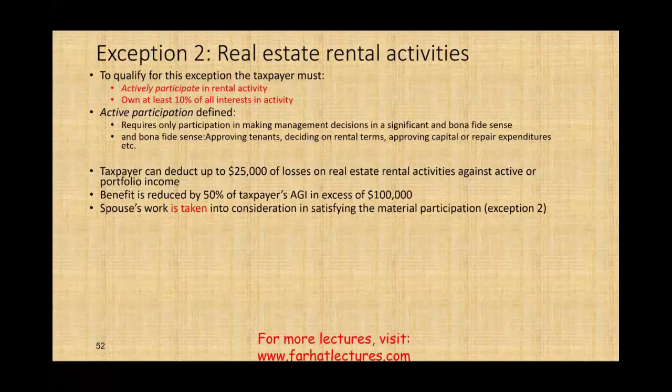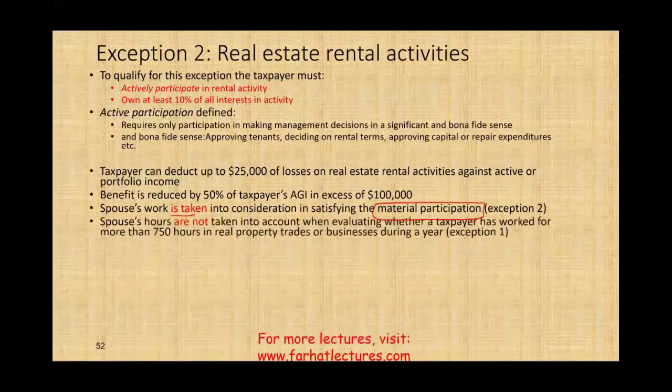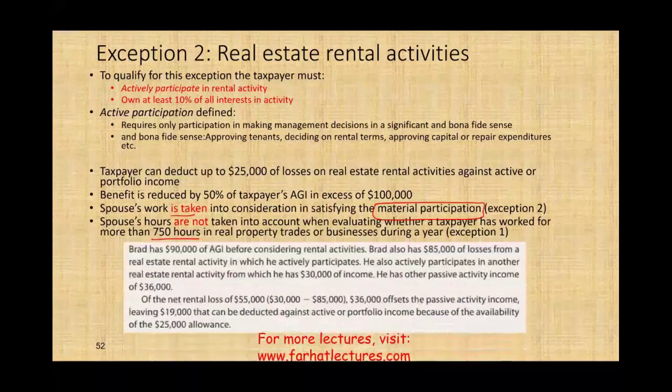Now, when I'm counting my hours, spouse work is taken into consideration to satisfy my material participation. Back then I was not married, but if I was married, any participation by my wife is counted toward material participation. Spouse hours are not taken into account when evaluating whether a taxpayer has worked more than 750 hours to qualify as a real estate professional. My wife's hours will not be counted there. But they will be counted for exception number two, if I'm materially participating in the business, but not for the 750 hours.